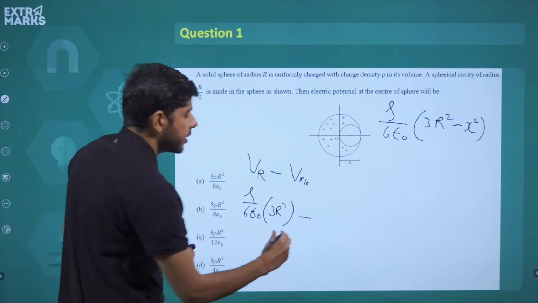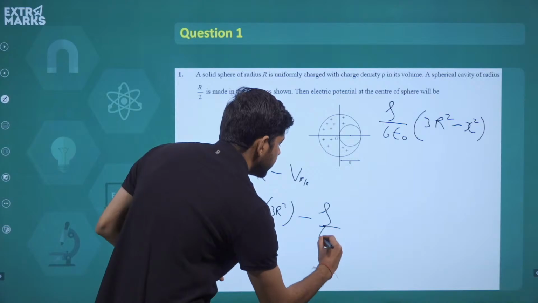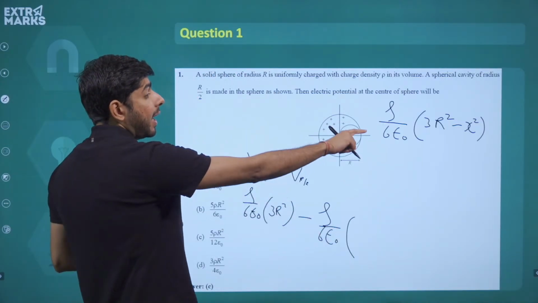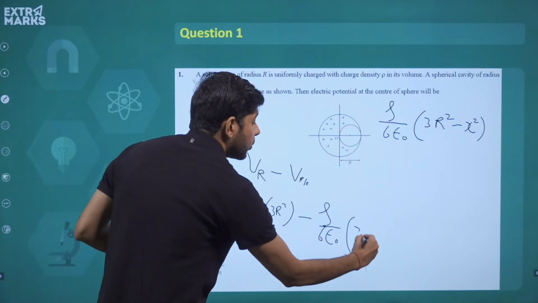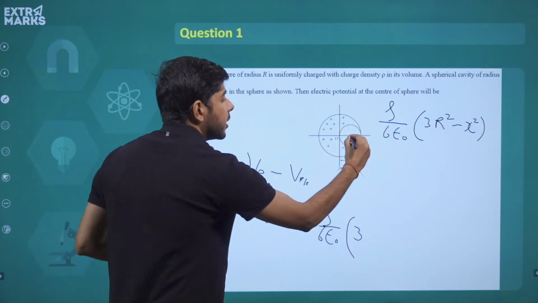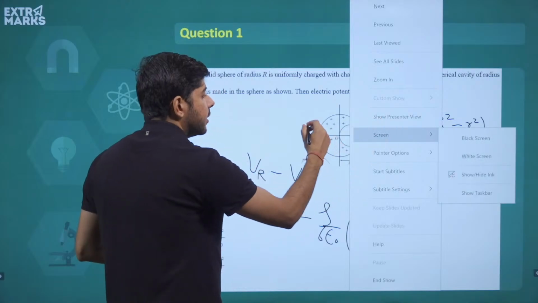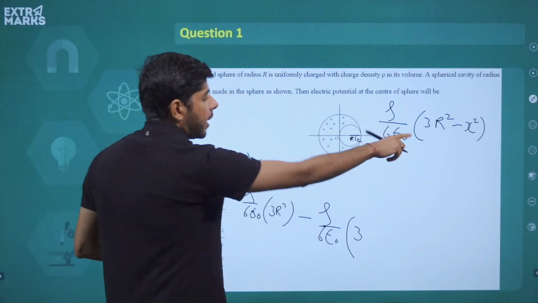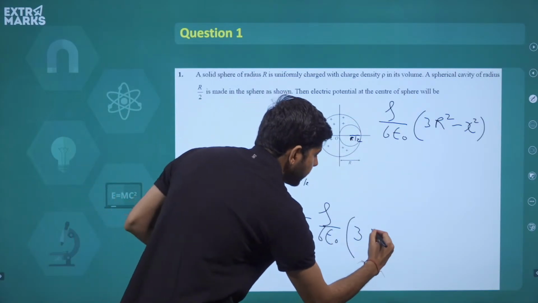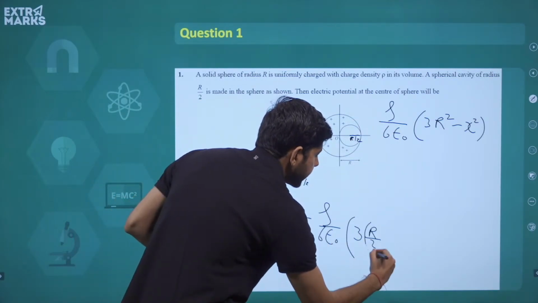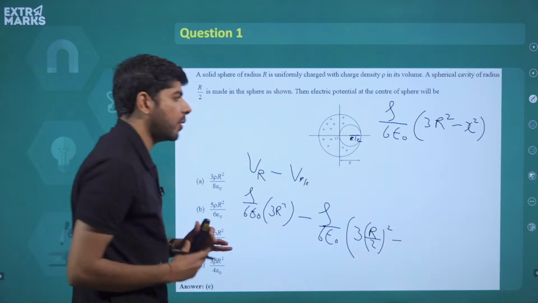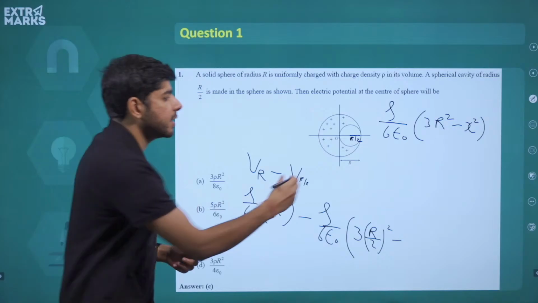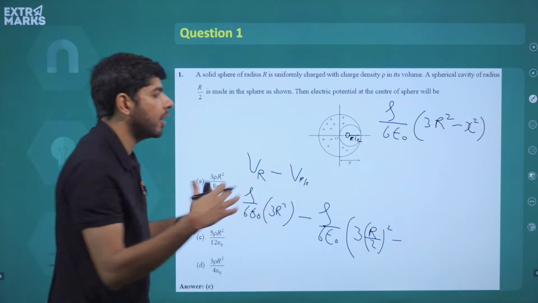What is going to be the potential due to the smaller sphere? Let's just put in the values. It's just about putting the values. Okay, rho by 6 times 3 r square. But guys, what is the radius of this one? Here the radius is r by 2, so instead of r, we have to put r by 2. It is basically the value of each quantity. So (r by 2) square minus x square. x is the distance from the center. And where is the distance measured? This is the center of the second sphere, right? We are talking about the second sphere.